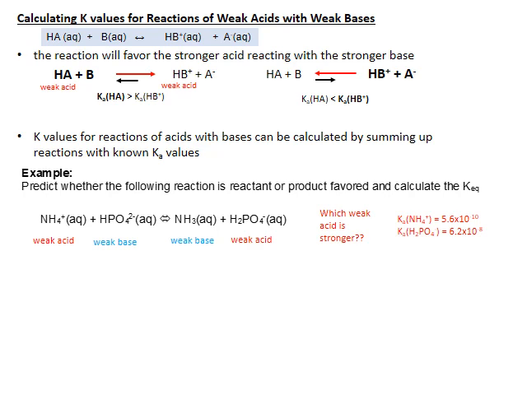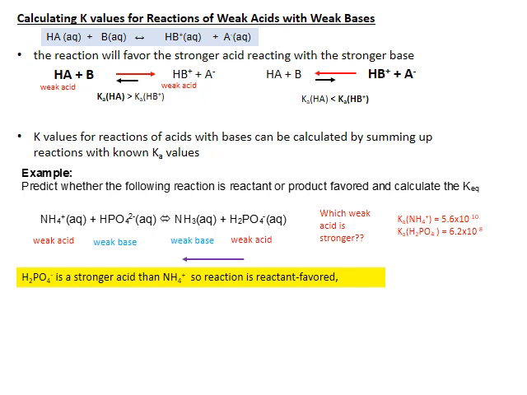If we pull up the Ka values for these two acids from our reference table, we see that the dihydrogen phosphate is the stronger acid because it has a larger Ka value. Therefore, this reaction should be reactant favored with an equilibrium constant value that will be less than 1. But what is the value of K for this reaction? If we break apart the overall reaction into two pieces, we can calculate the overall K.